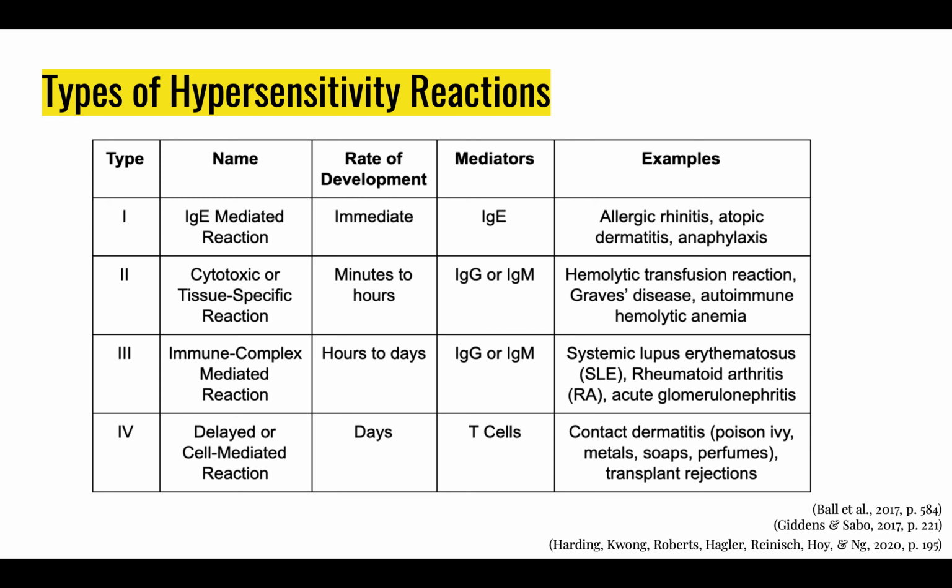In type 4 delayed reactions, T cells that are sensitized to an allergen attack antigen or release cytokines. Enzymes released at the site cause tissue destruction. Examples of a delayed hypersensitivity reaction include contact dermatitis and transplant rejections.